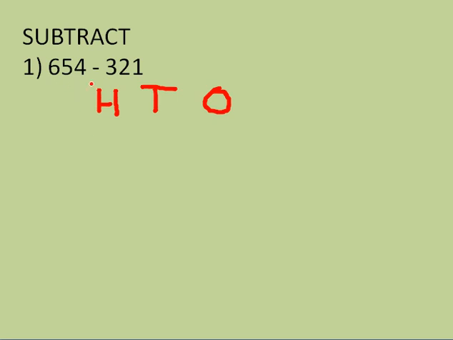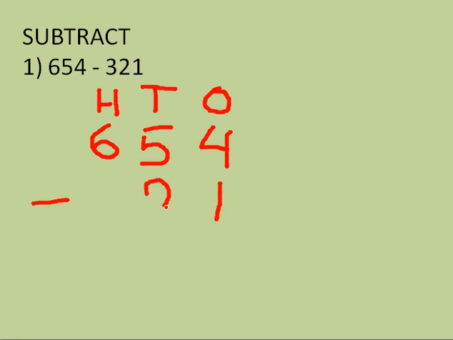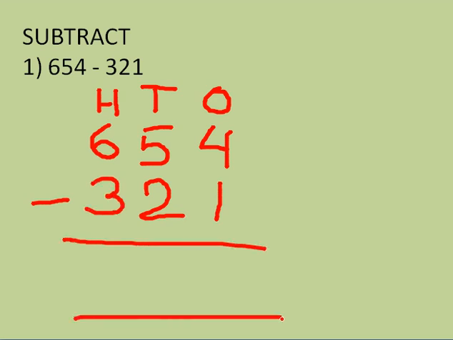Okay, so here which is the bigger number? 654, and in this number 654, 4 is at ones place, 5 is at tens place, and 6 is at hundreds place. So we will write 4 at ones place, 5 at tens place, and 6 at hundreds place. Minus 321. We will put the symbol of minus. 1 at ones place, 2 at tens place, and 3 at hundreds place. Now we will start our subtraction.